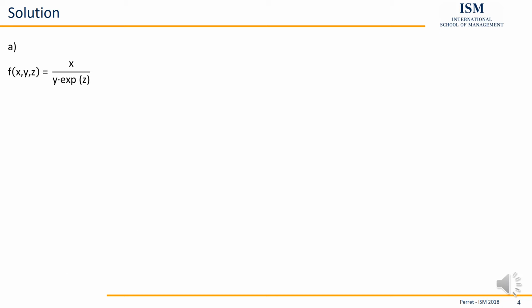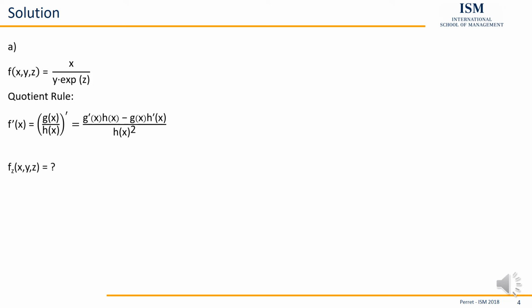However, for the part with z, we have the same function, the same quotient rule, and we work in the same fashion. Again, our g here is x, and the derivative for z is 0. Our h is again the part below the fraction line, so in this case it's y times exponential function of z. The y can be treated in this context like a constant, because there's no z inside. So here the derivative is again the same thing as before, y times exponential function of z.